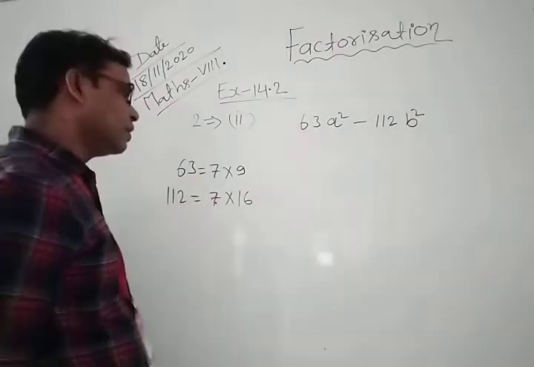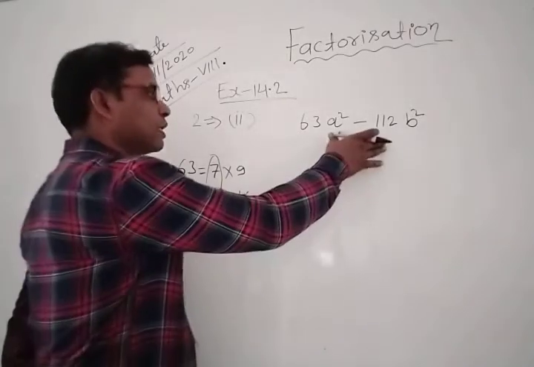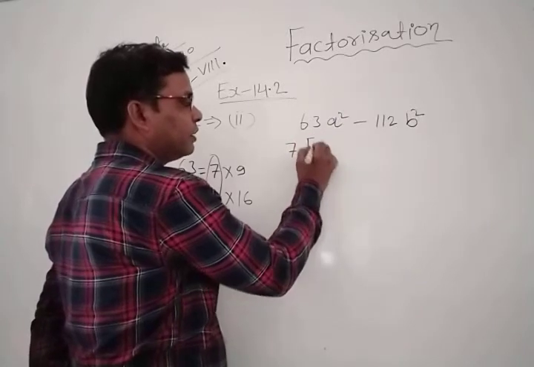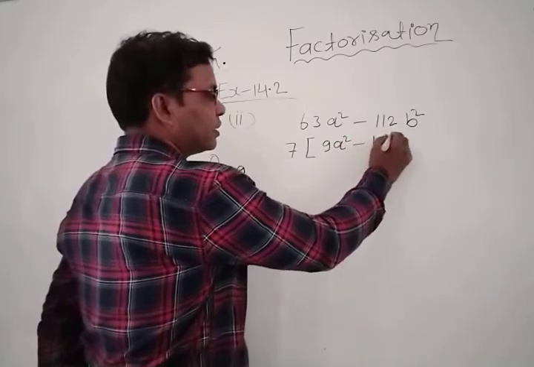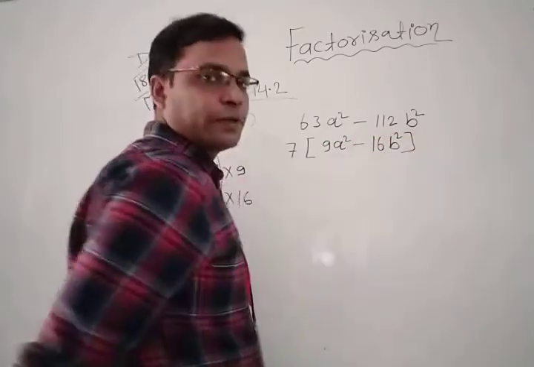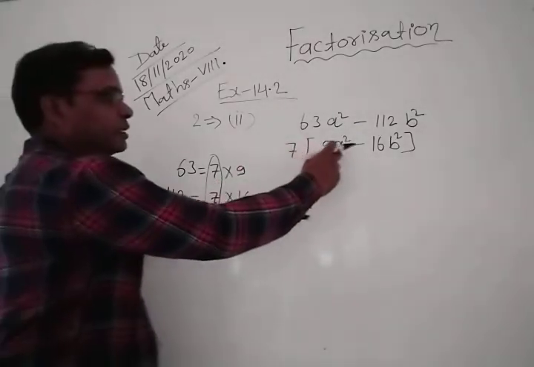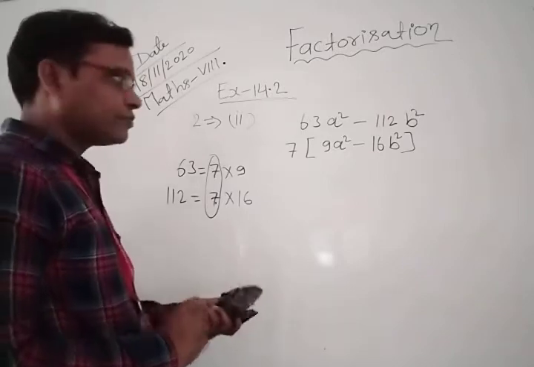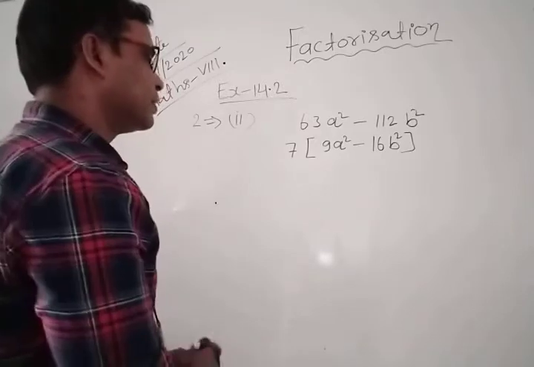So here you can see what is common between them. Here 7 is common. So first we take 7 common. Then we have 9a square minus 16b square. This is clear? If we take 7 common from 63 and 112, then it becomes 9 and 16. You can see here. Now I hope all of you understood these steps. Now we can write it like this.